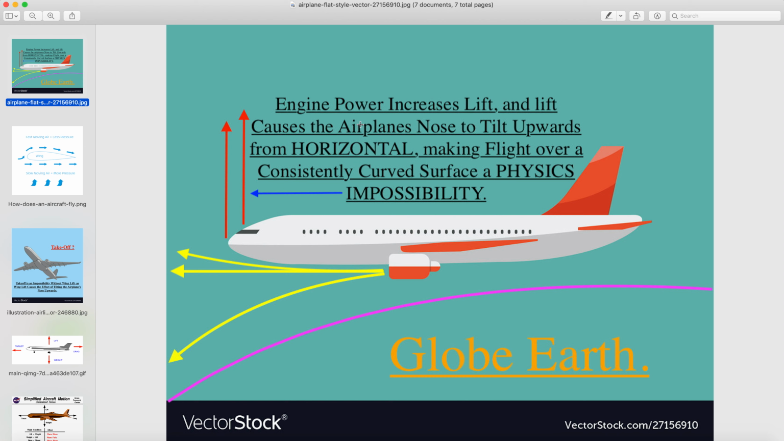This is from my last video. Engine power increases lift, and lift causes the airplane's nose to tilt upwards from horizontal, making flight over a consistently curved surface a physics impossibility. I was told that's completely wrong. Okay.